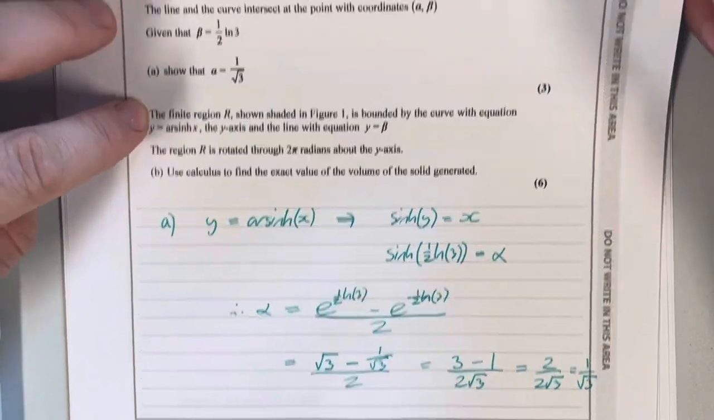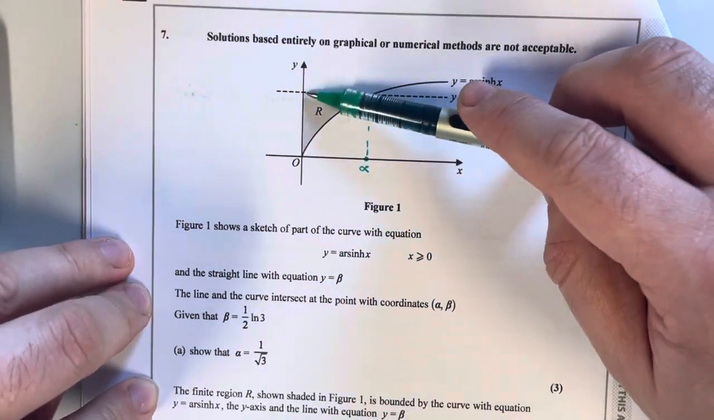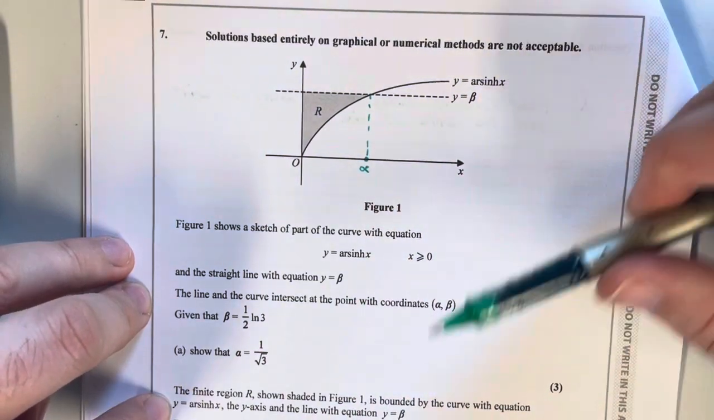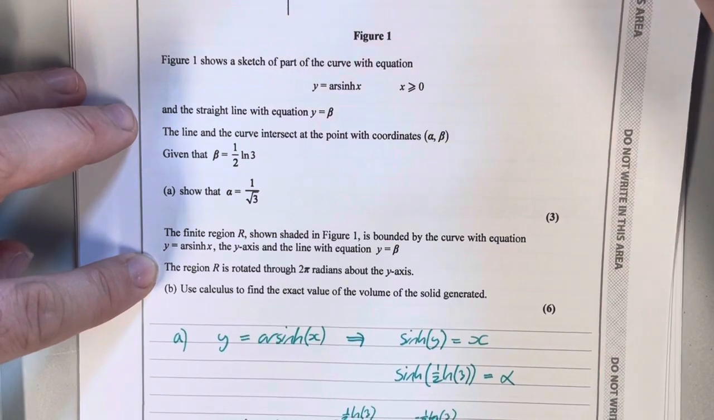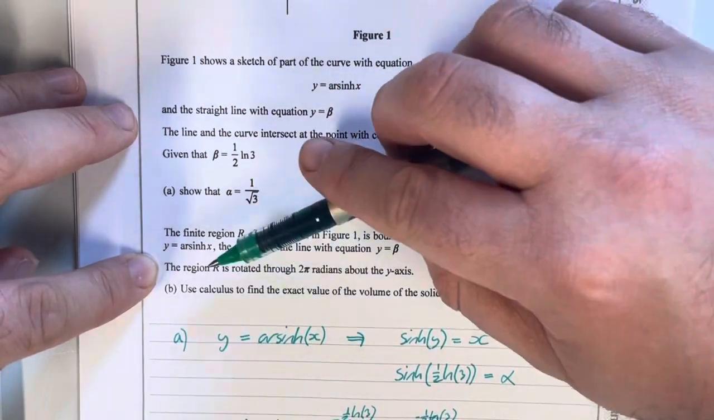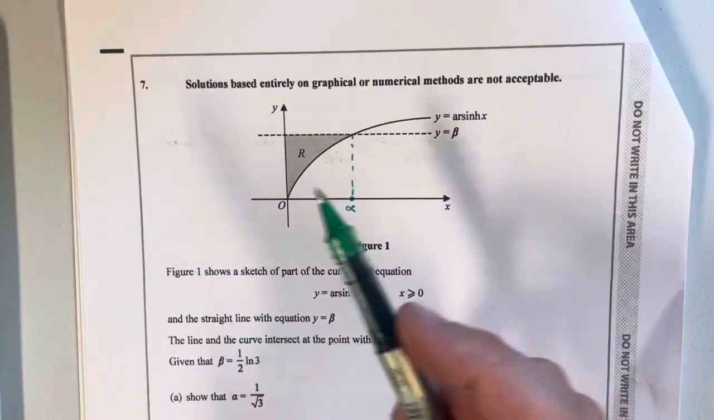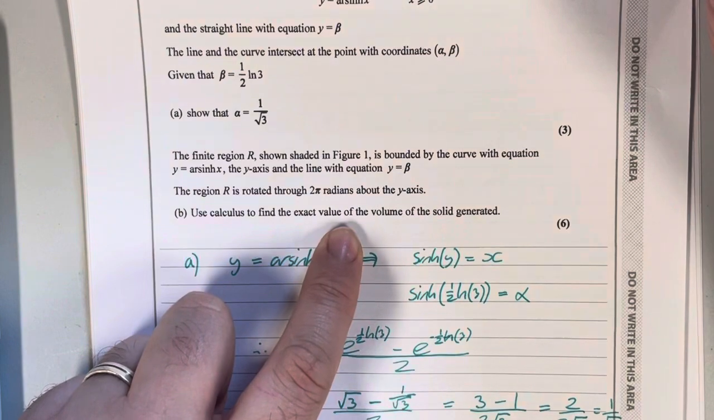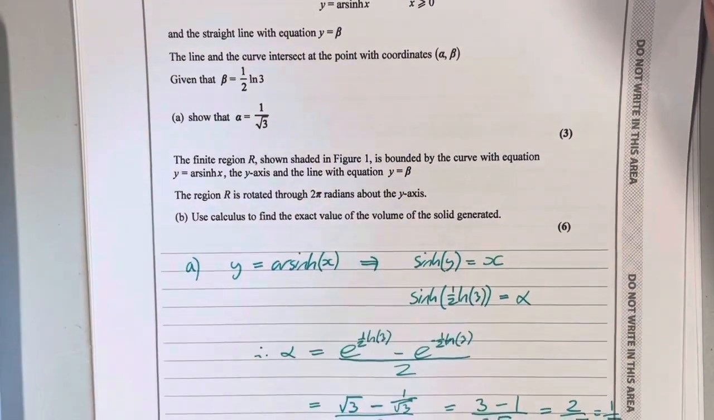The finite region R, which is this region here, bounded by the curve, y equals beta and the y-axis, is rotated around the y-axis. The region R is rotated 2 pi radians around the y-axis, so the whole thing gets spun around the y-axis. Use calculus to find the exact volume of the solid generated. So this is for 6 marks.